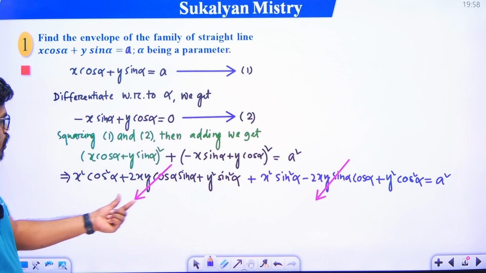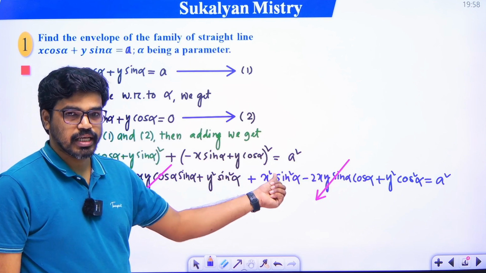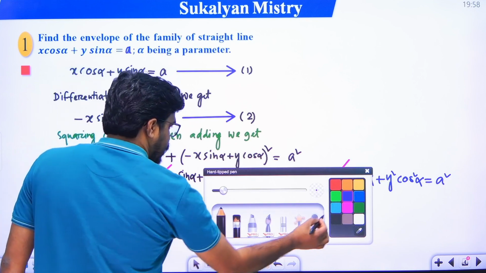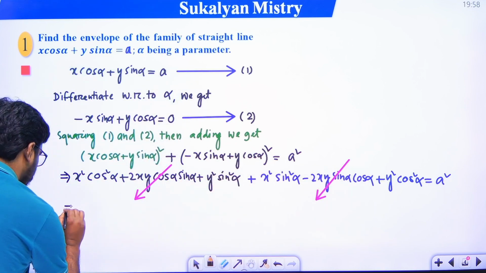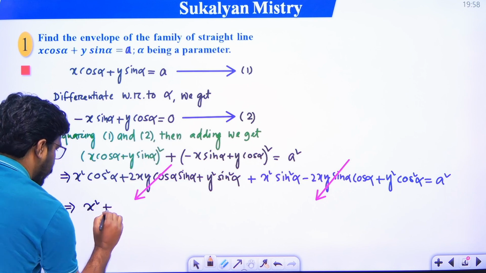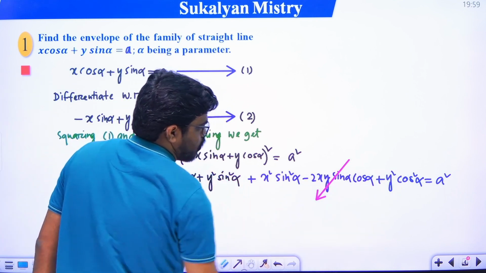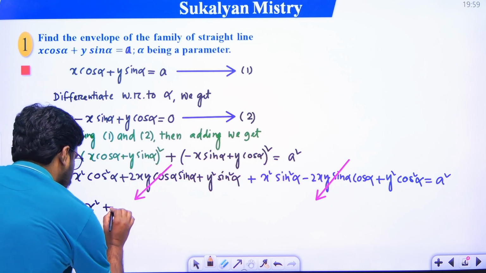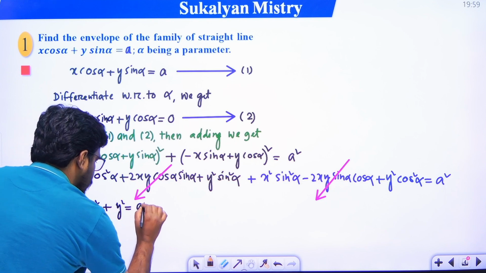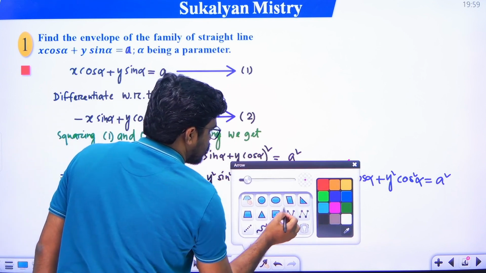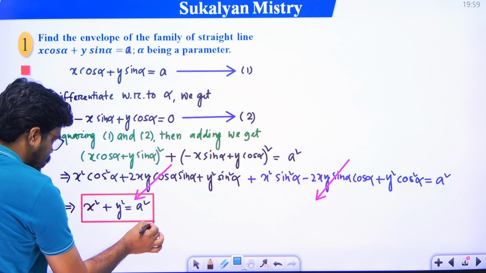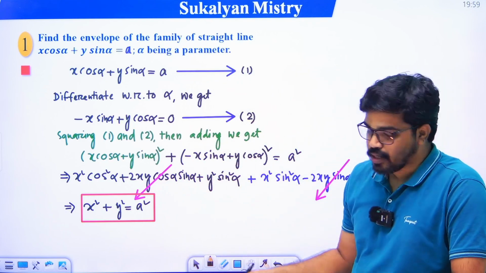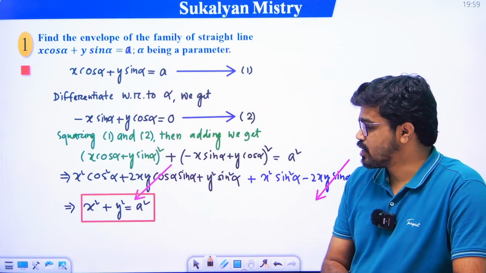So x square cos square alpha plus x square sin square alpha, taking x square common, so cos square alpha plus sin square alpha, that is 1. So we get x square, plus y square sin square alpha plus y square cos square alpha, taking y square common, so sin square alpha plus cos square alpha is equal to 1. So x square plus y square is equal to a square. So this is the equation of envelope, which is the required equation of envelope.